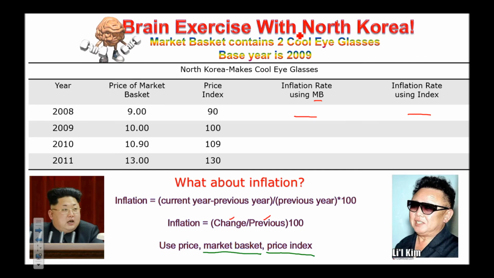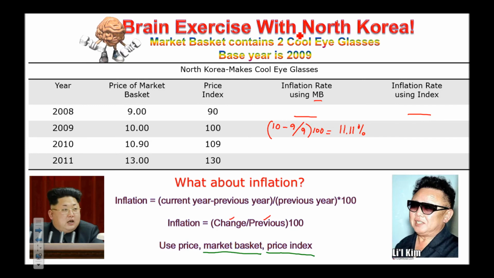It's bugging me. There we go. Okay. So for 2009, we're going to take, wait a minute, we're using market baskets, right? Yeah. So we're going to take 10, we subtract 9, that gives us our change. Okay, then we divide by 9, and then multiply the whole thing by 100. Let's see what we get. I've got my calculator. So the difference is 1 divided by 9, and then times 100. We get an inflation rate of 11.11%. So basically, prices increased on average by 11.11%.